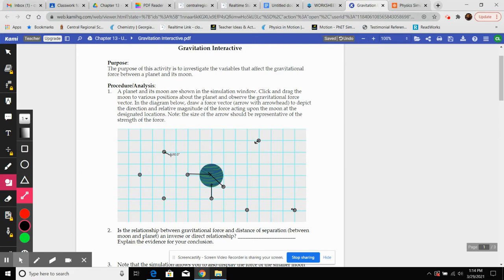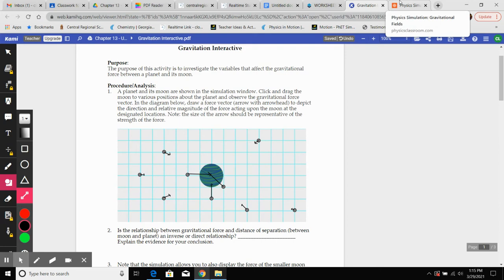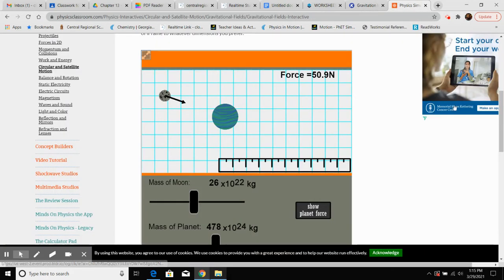So we're just going to add a couple of arrows. This one's going to be pretty small. It doesn't have to be perfect here, guys, but try and make it come from the center of the planet towards the moon. Now, is the relationship between the gravitational force and the distance of separation, the distance between the moon and the planet, an inverse or direct relationship? What does an inverse relationship do? As one factor increases, the other decreases.